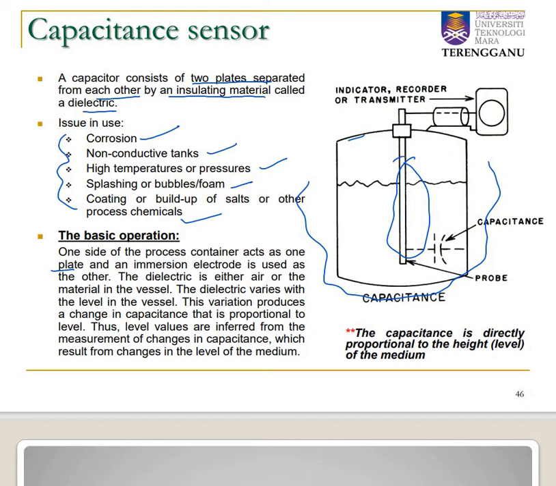That means from here, this conductor and this process container cause variations that produce a change in capacitance because of the dielectric in between, the dielectric between the process container and also the electrode. So the change in capacitance is proportional to the level. So we can measure the level by this change in capacitance.